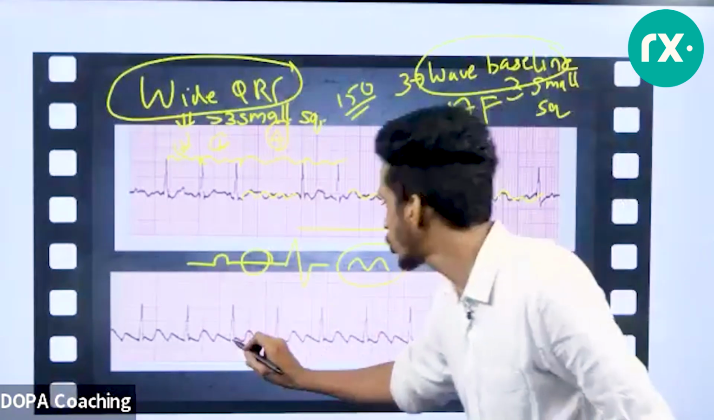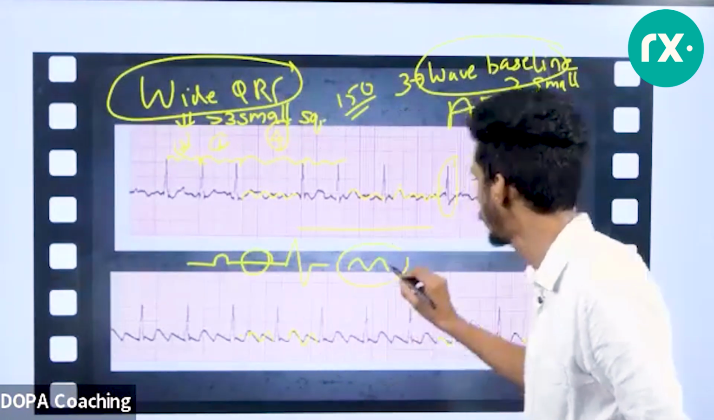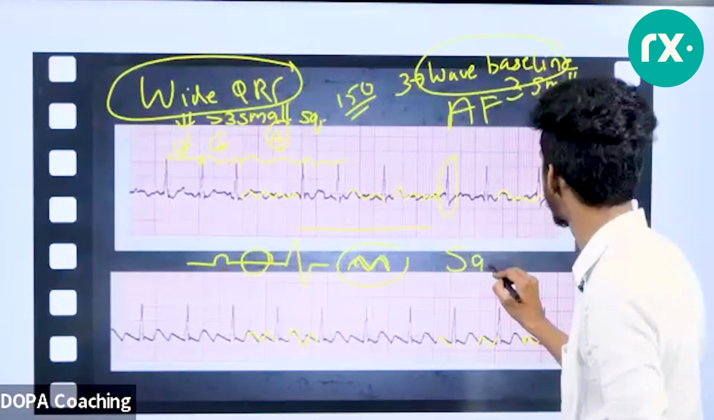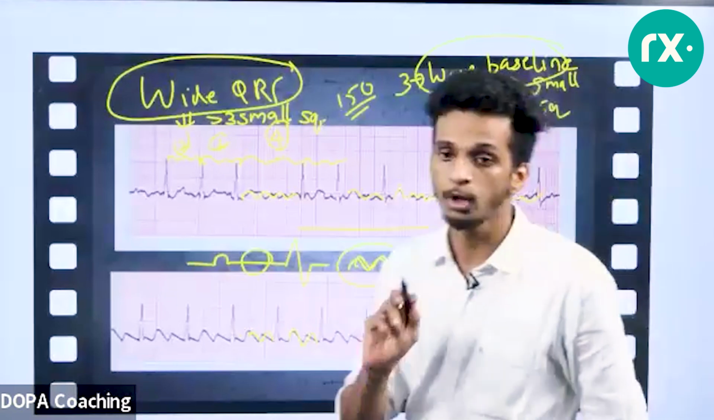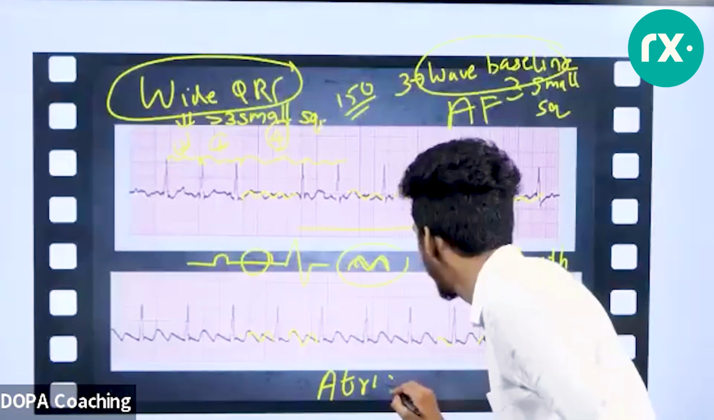So we have sawtooth waves here. We have a T wave. We have sawtooth P waves. We again have sawtooth P waves. So this is how sawtooth P waves look like. This is called sawtooth P waves. And we see sawtooth P waves in atrial flutter. This is called atrial flutter.